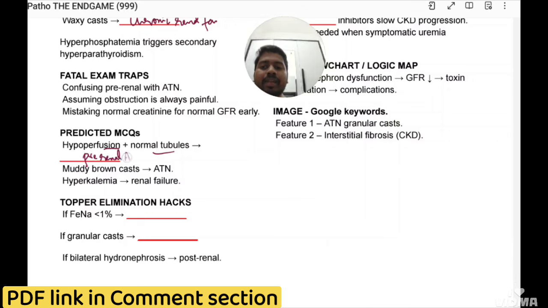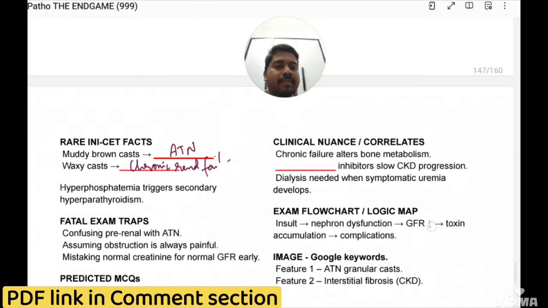Okay, pre-renal AKI. If fractional sodium excretion is less than 1, which means the body doesn't want to excrete sodium, it wants to preserve, which means the problem is pre-renal. So pre-renal AKI. Granular casts again are seen in ATN only. Okay, acute tubular necrosis. Next, blank inhibitors slow CKD progression. It is ACE inhibitors. Okay, ACE inhibitor. Why? Because the ACE inhibitors decrease proteinuria.